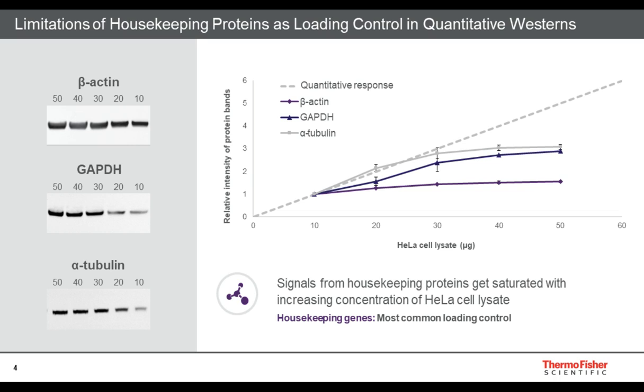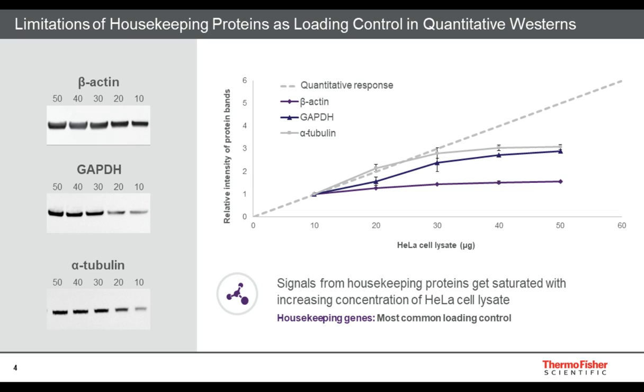However, as you can see, none of the housekeeping proteins in HeLa lysate demonstrate that linear response. The reason is signal saturation at the protein concentrations in this experiment. By the way, 20 to 40 microgram of lysate concentrations are pretty standard in Western blotting, so these lysate concentrations are not out of whack or excessive.